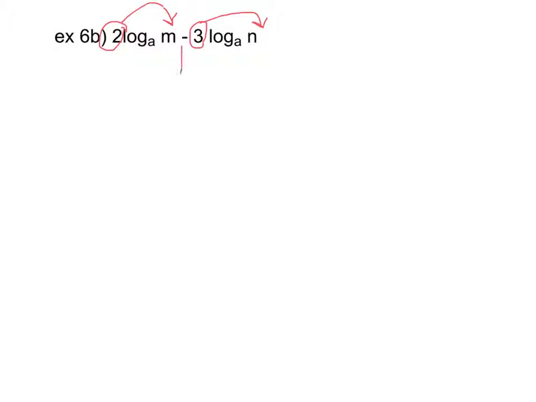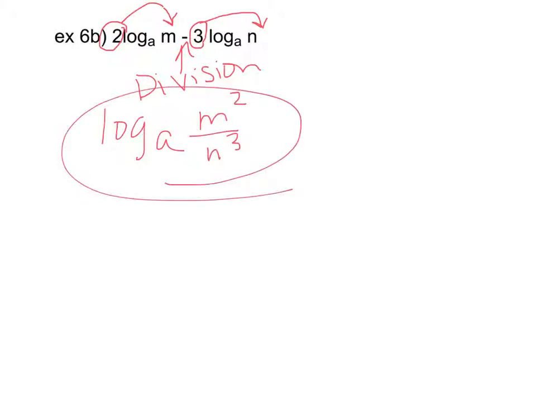What's that minus sign between them represent? Division, that's right. So I know I'm using my quotient property for my division. So the beauty of these kinds of problems is you can go directly to the answer all in one step. So log base a of m squared divided by n cubed. And that is why I think condensing is so much easier. Pretty sweet. Let's try one more.